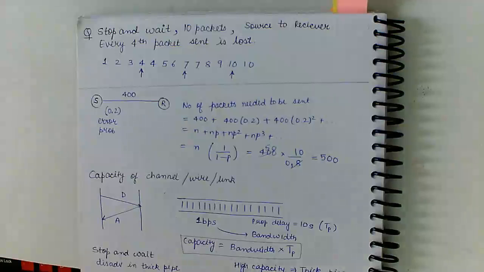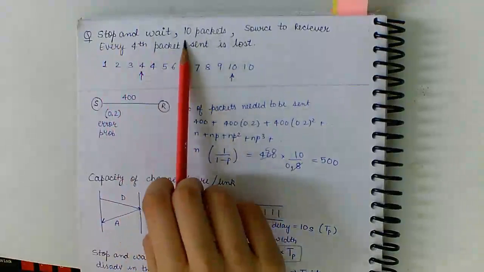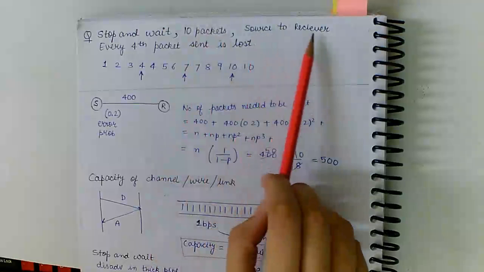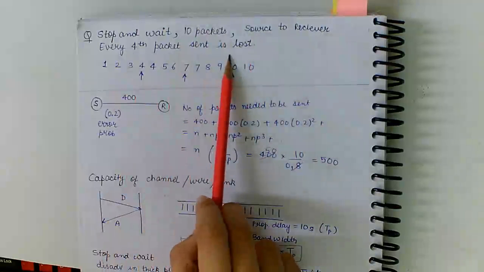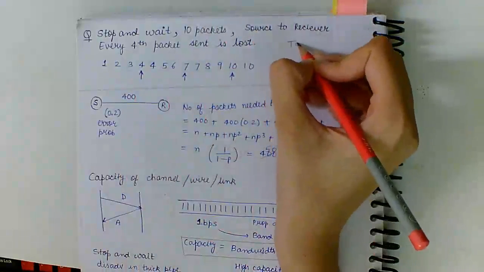Hello, today we are going to discuss the number of packets transmitted in different protocols. So, starting with stop and wait. The question is, there are 10 packets to be sent from source to receiver, and every fourth packet which is sent is lost. So, we have to calculate the total number of packets sent.